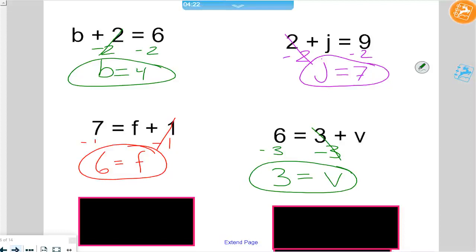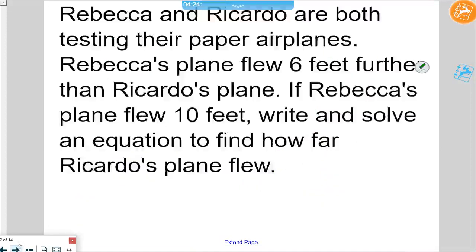V equals 3. All right, now we've got Rebecca and Ricardo. They're both testing their paper airplanes. Rebecca's plane flew 6 feet farther than Ricardo's plane. If Rebecca's plane flew 10 feet, write and solve an equation for how far Ricardo's plane flew.